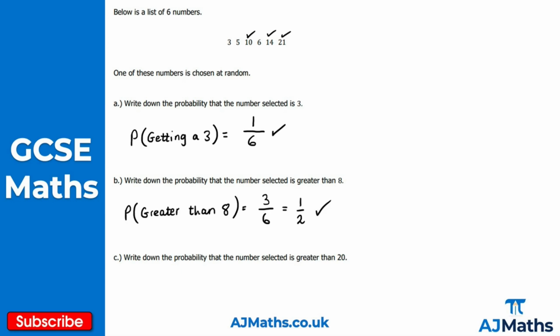And for part C, we're asked to write down the probability that the number selected is greater than 20. So we're looking for the probability of greater than 20. Let's just jot this down here. How many numbers here are greater than 20? Well, 3, 5, 10 are smaller than 20, 6 and 14 are also smaller. We just have this 21 here, so that one is greater than 20.